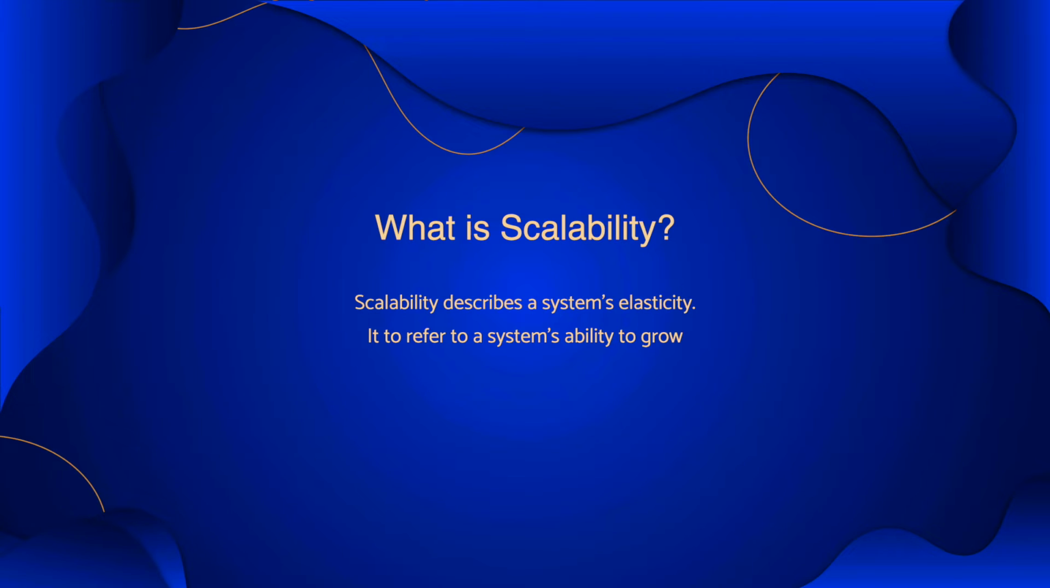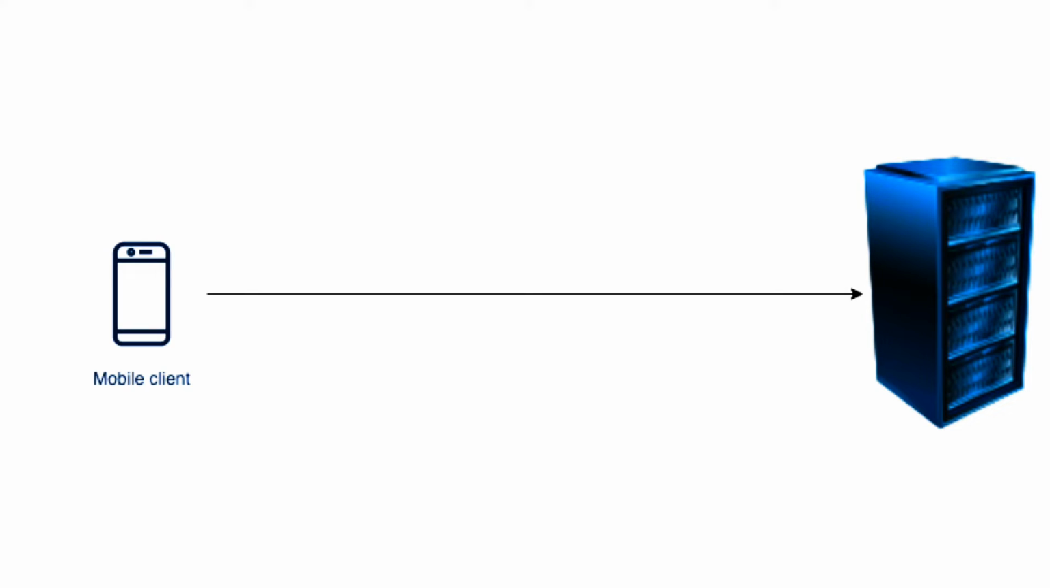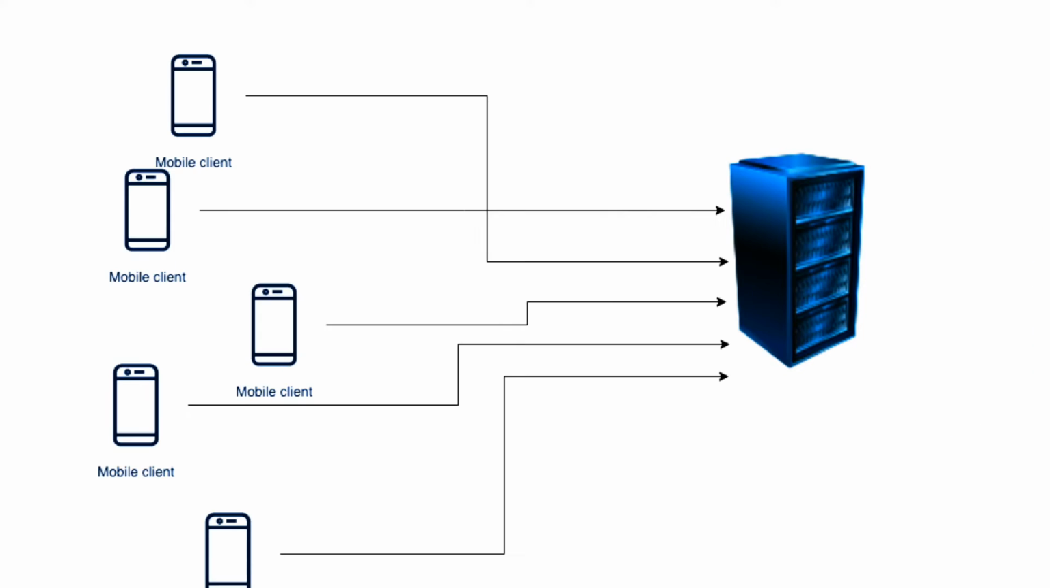Scalability describes a system's elasticity. In the sense, we can say that it describes the system's ability to grow. If you are running a website or web service or application, generally the popular websites get more traffic as more people open the website.